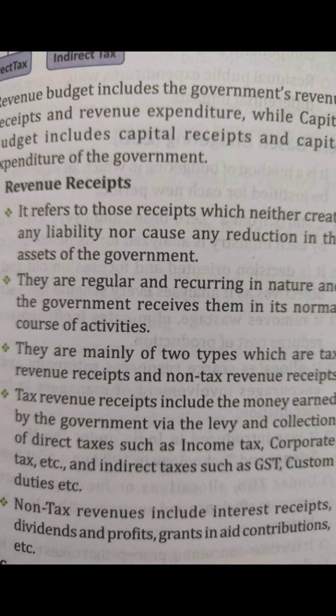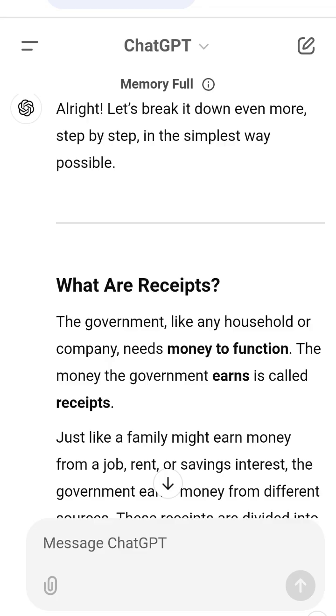Banking services. The government earns from running banks or regulating the banking sector. Example, a government bank like SBI gives loans and earns interest from borrowers. 2. Insurance. The government owns insurance companies like LIC in India. These companies earn profits, which go to the government.